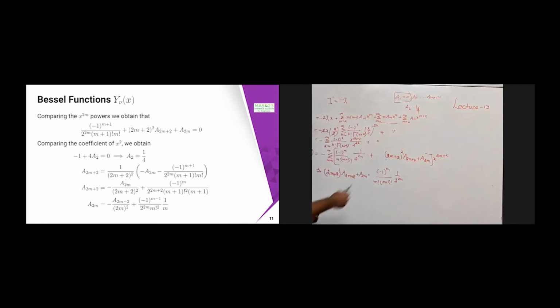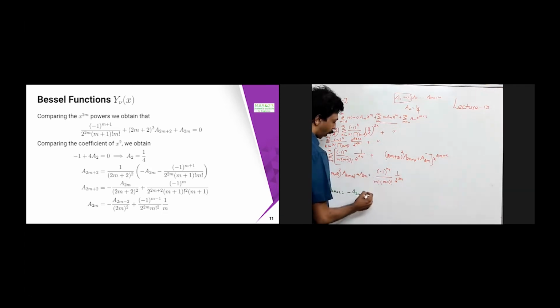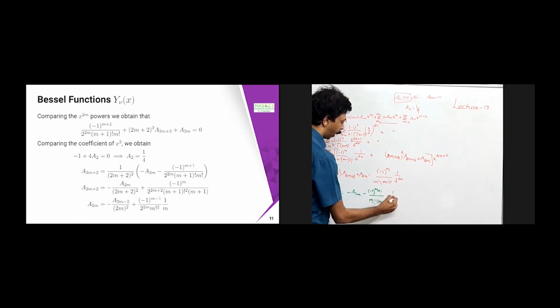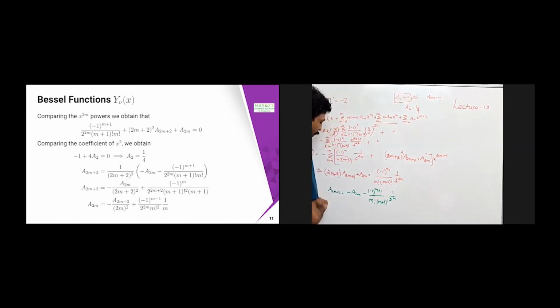I am going to go in the reverse direction. What is A2m plus 2 is going to come. So A2m plus 2 is going to be minus 1 power m plus 1, or minus 1 plus 1 power m. I'm going to write it as minus 1 power m plus 1 divided by m factorial into m plus 1 factorial, into 1 by 2 power 2m, into 2m plus 2 whole square.